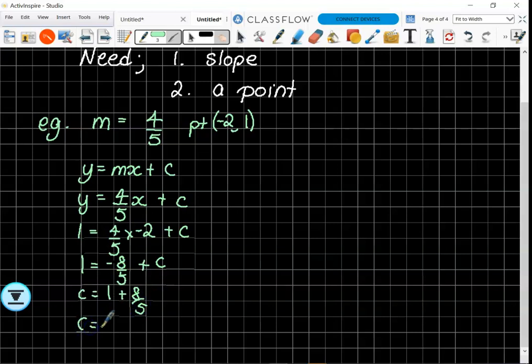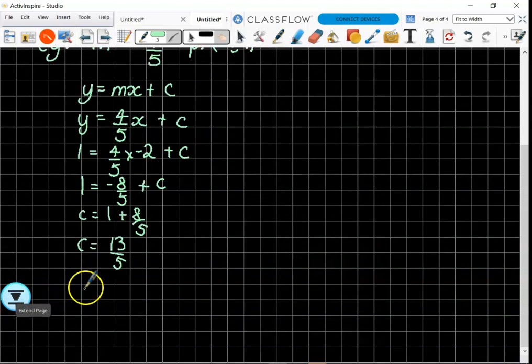How do we add that up? We're not using a calculator. I've got a whole plus 8/5. So everyone agree that a whole would be 5/5. So 8 plus 5, 13. So therefore, my equation would be y equals 4/5 x plus 13/5. If I wanted to get rid of all the fractions, what could I do? Times through by 5. We'll leave it here. It's in general form.